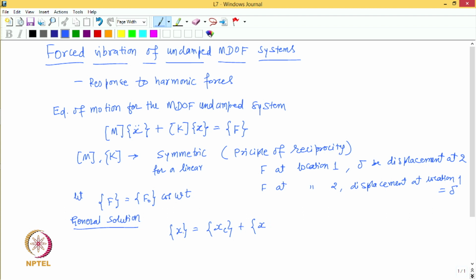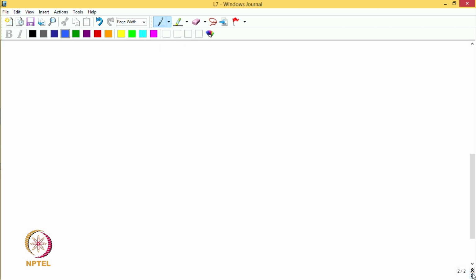So, let me represent the total solution with x t, and let x c represent the complementary part of the solution and x be the particular part or steady state part of the solution. Let us focus our attention on finding the particular part of the solution, the steady state part, and later we will add the complementary part to it to obtain the total solution. Now we are going to use the method of complex exponential to find the steady state part.